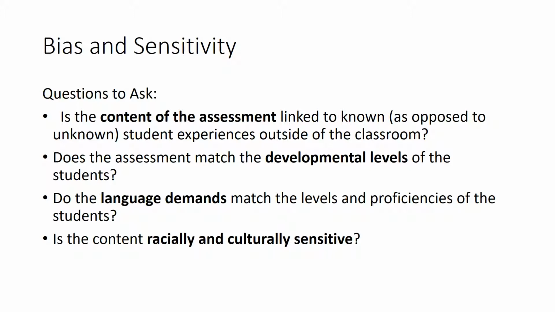So the questions to ask yourself about bias and sensitivity are, is the content of the assessment linked to known as opposed to unknown student experiences outside the classroom? So, for example, if you have a test item about skiing, and a student doesn't understand the mechanics of skiing or understand what it is, then that puts that student at a disadvantage. So these should be common experiences that all students will probably have had experience with.